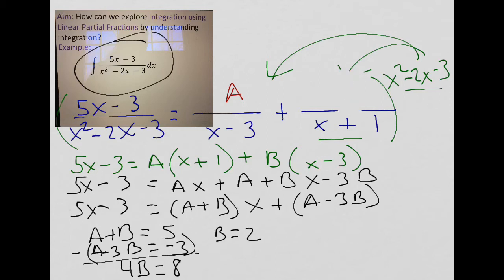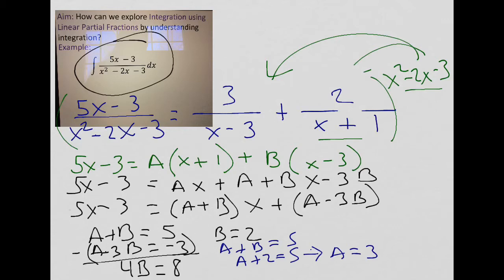Let me erase this and write down that this is 2. Okay, and let's continue to solve for A. So now if we know that B is 2 and A plus B is 5, then A plus 2 is 5. A has to be 3. So we just found out that this is now 3.